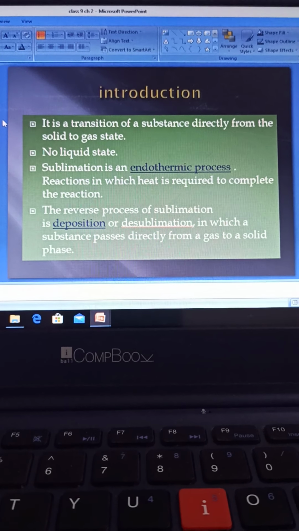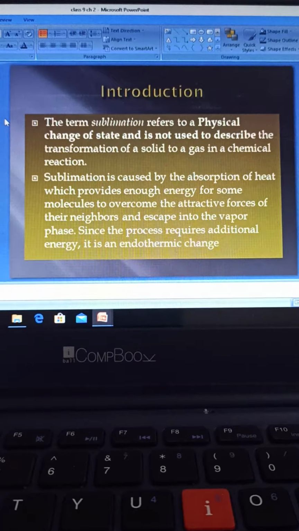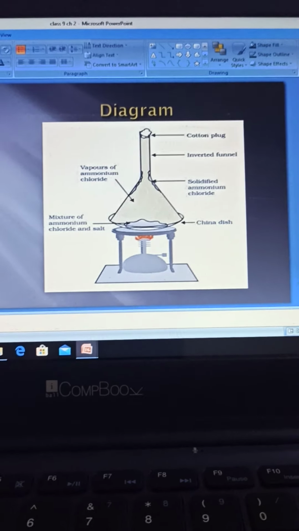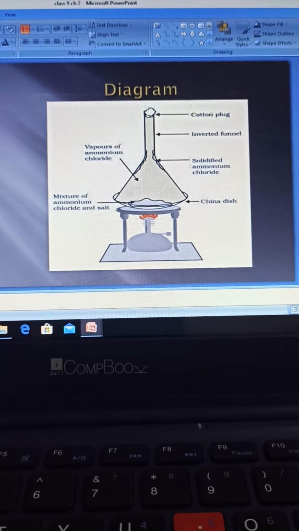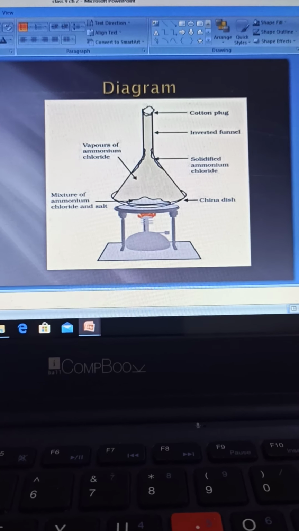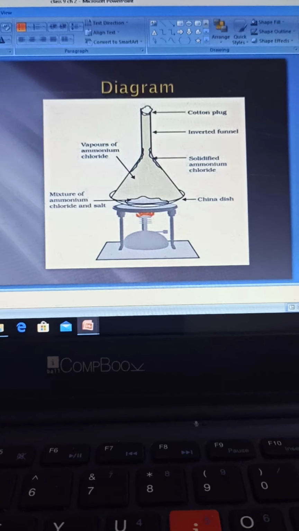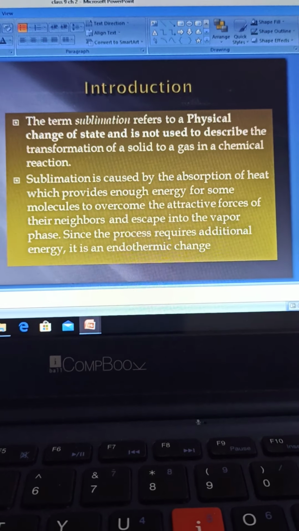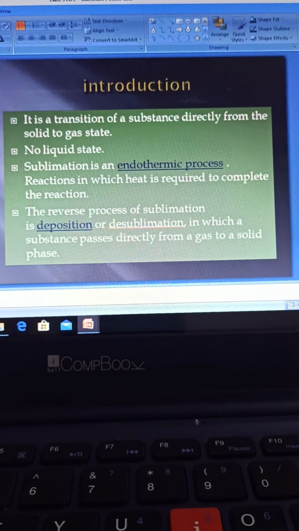Sublimation is basically, first you need to see the diagram. Okay, this is the diagram showing sublimation of a mixture containing ammonium chloride and salt. Okay children, so now come to the introduction part about the technique.